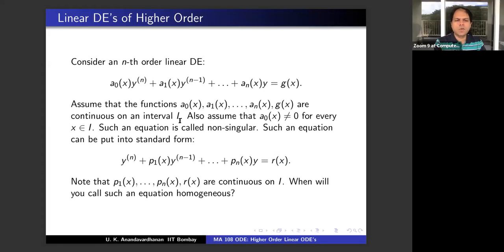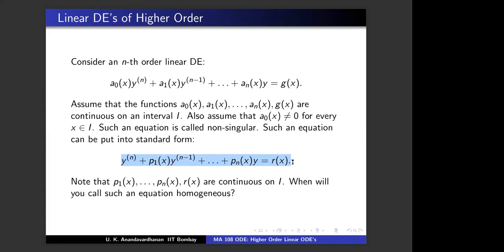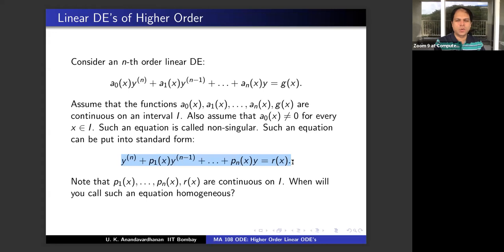When will you call this equation homogeneous? When R(x) is zero. So the theory is exactly the same. You know everything already. Yes, if R(x) is identically 0, you will call it homogeneous. And how did you solve a second order non-homogeneous equation?